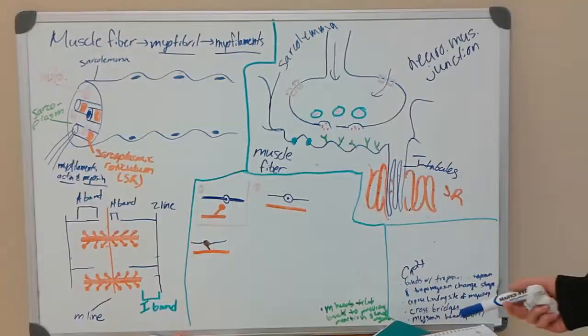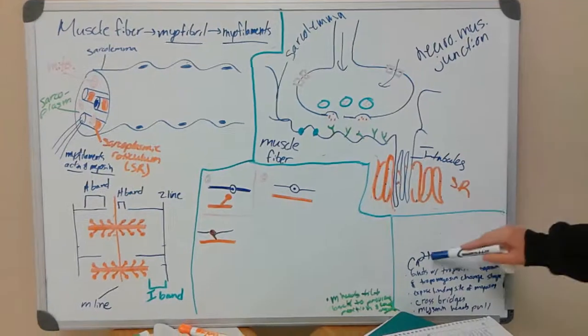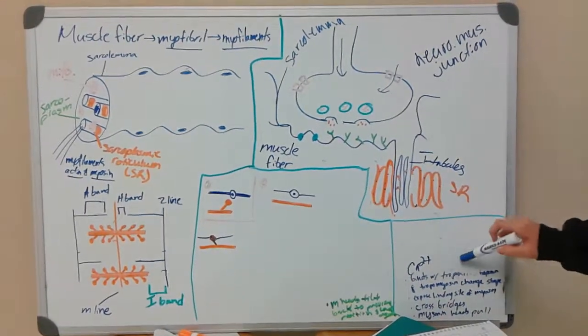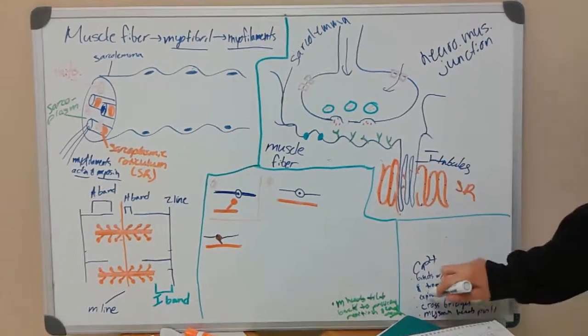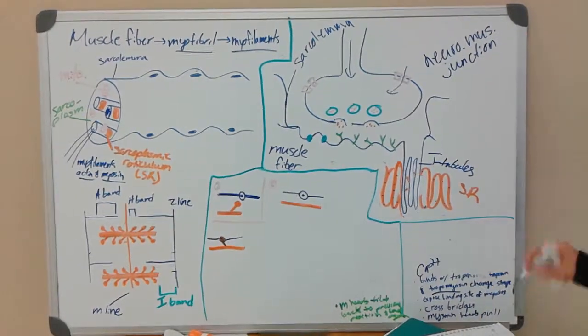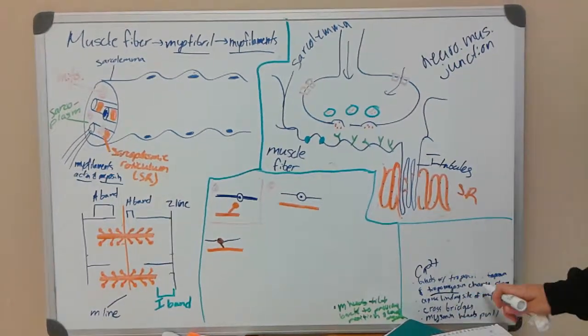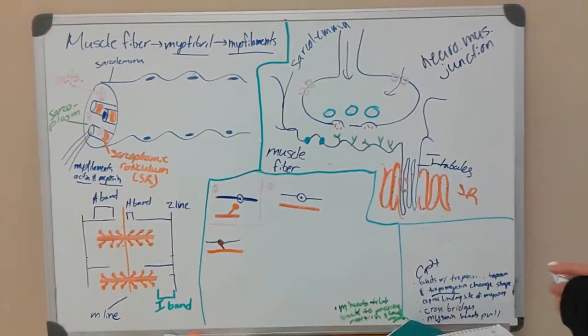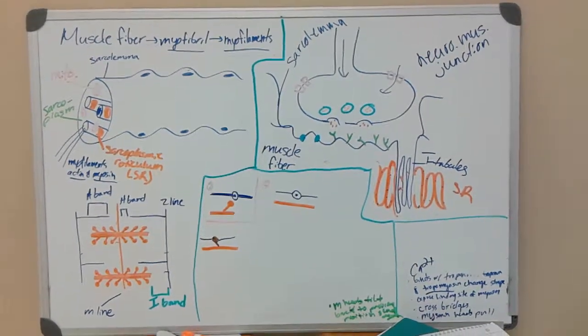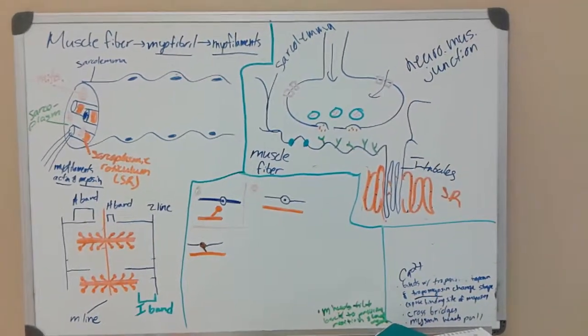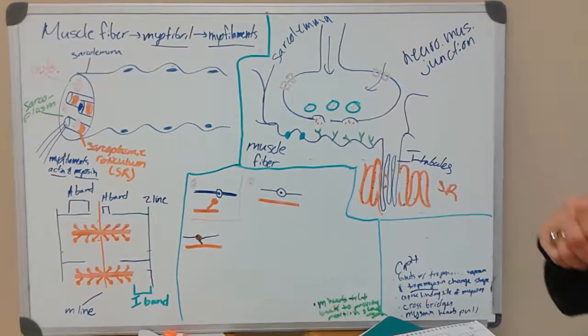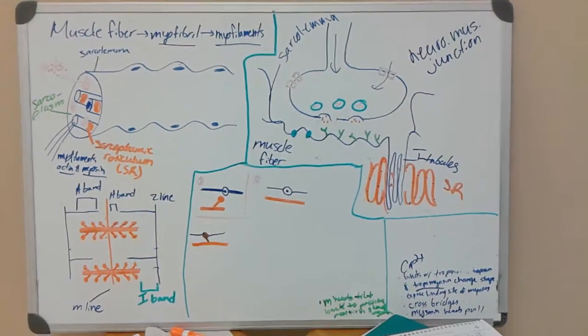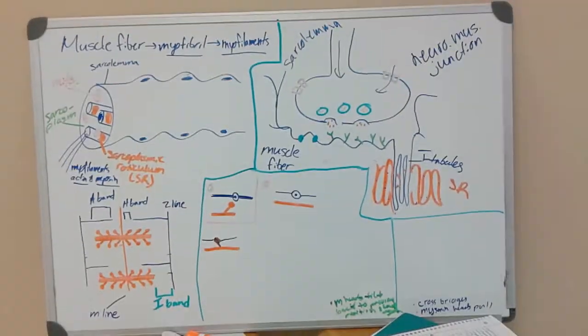The calcium ions bind with troponin, which is on the actin filaments, causing troponin and tropomyosin to change shape, which exposes the binding site for myosin and the active site. So that's on the thin filaments. The thin filaments are the actin molecules. They wind together, forming a chain.